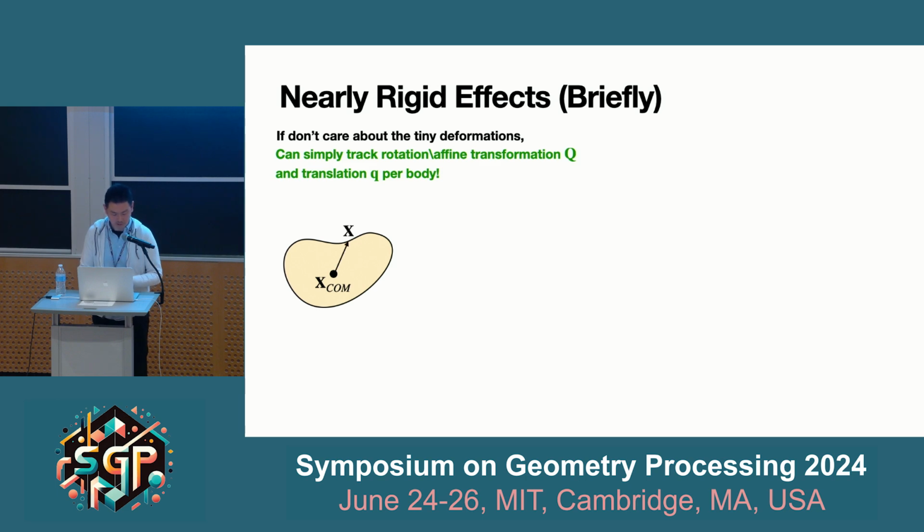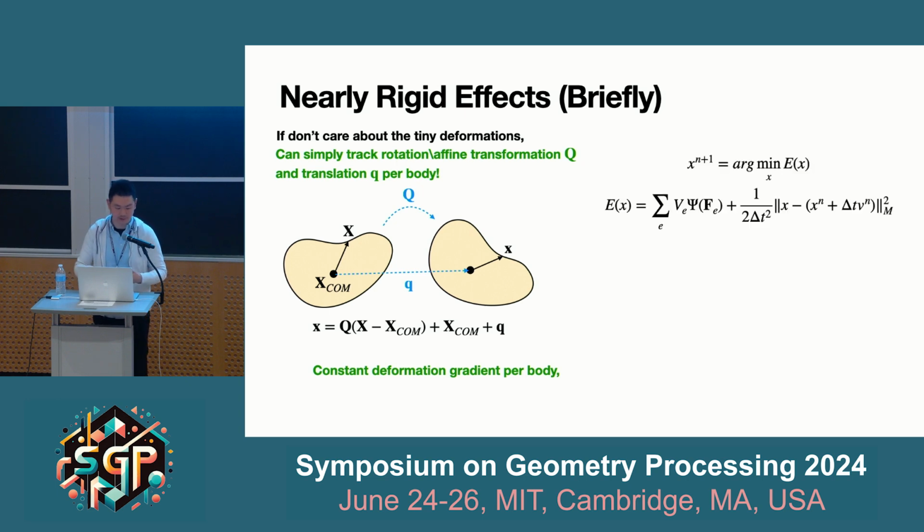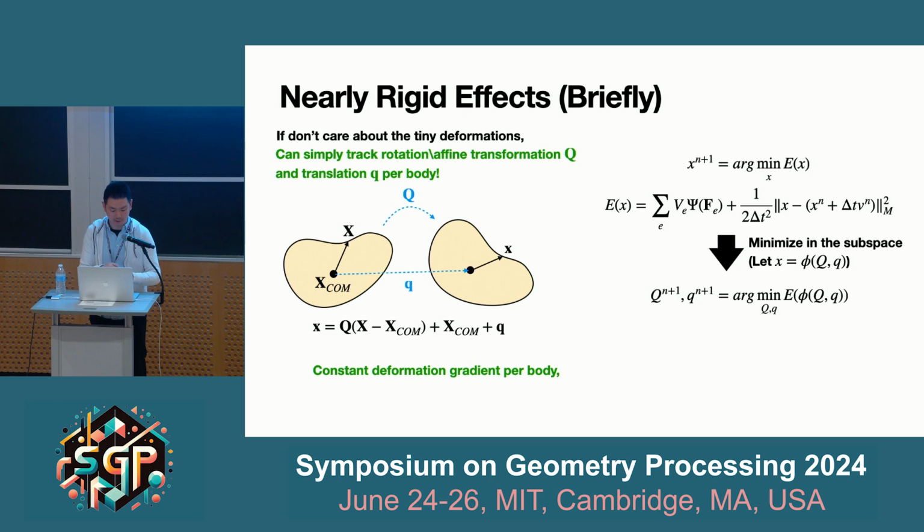So here, for this object with the center of mass and an arbitrary point, if we track the rotation or affine transformation Q and also the translation little q, we could resolve the new position of any material space positions on the original mesh in this form. And this will result in a constant deformation gradient per body. And we could simulate this reduced system also by solving the same optimization problem, but we only solve it in the subspace, where the subspace is parameterized by the big Q and little q here.